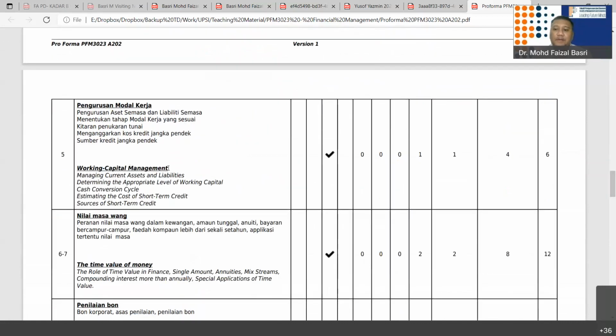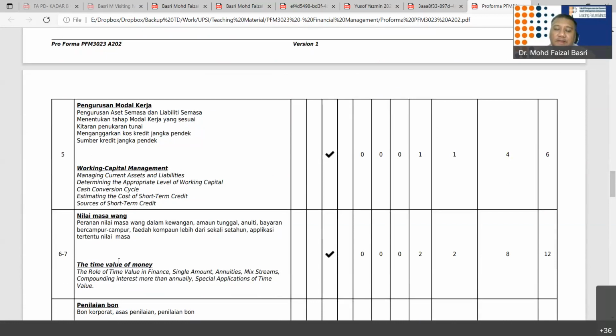Next, we have working capital management. Okay, so this is another topic, which is quite long actually. So that's why, for me, I think 1 week is not enough. So most likely, this week 5, you need to combine with week 6 to finish this working capital management. Okay, because there's a lot of things to discuss here.